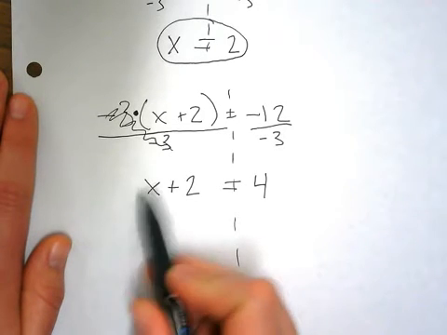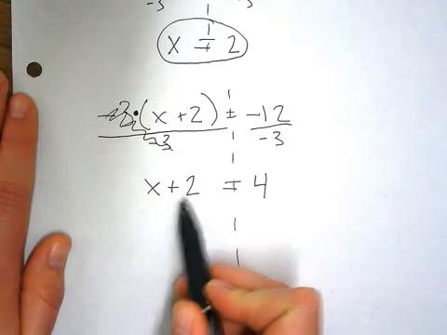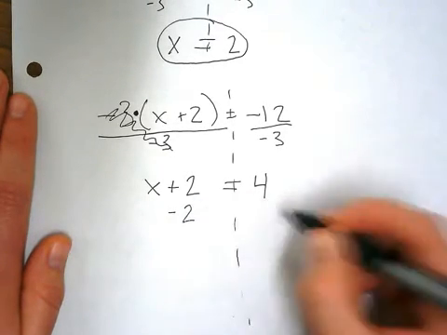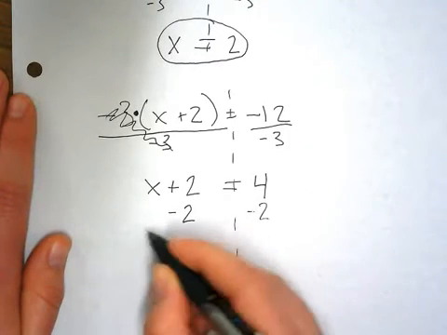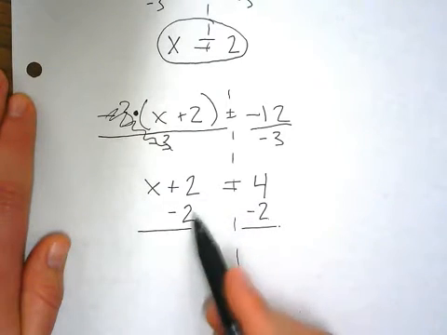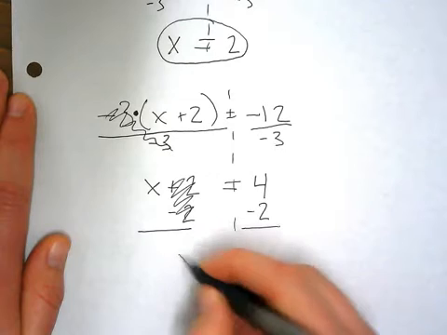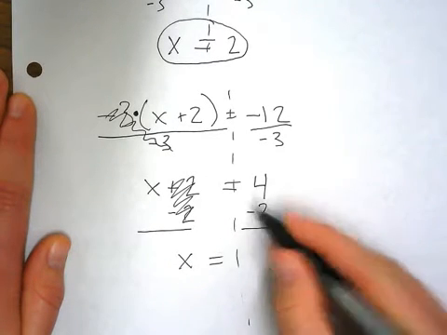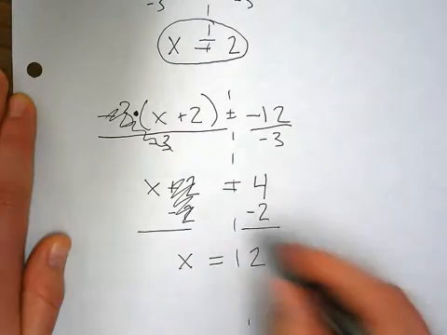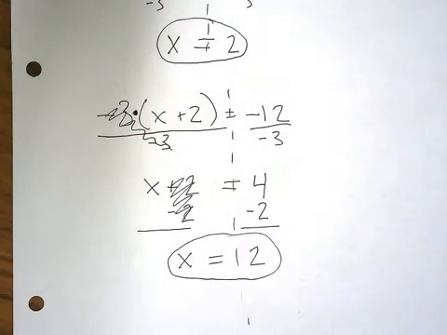I want to get the x by itself, but this 2 here is in the way. So if I want to get rid of a +2, I'll subtract 2 from both sides. 2 minus 2 is 0. All I have left over here is an x, and here 4 minus 2 is 2. And now I've got my answer, the exact same answer that I got before.